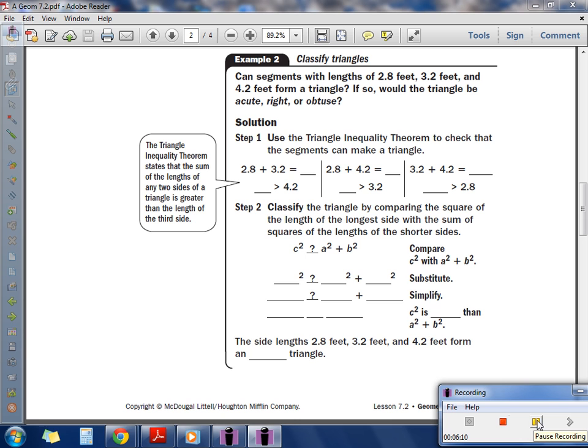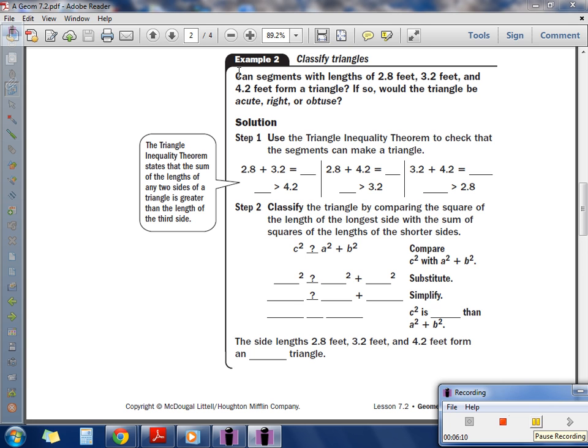Example 2 is a topic that a lot of people mess up. So we're going to write some stuff so we can hopefully study this and remember it. The first question says, can these three numbers make a triangle? It doesn't say what type. It doesn't say, are they a right triangle? It doesn't say, is it acute or obtuse? It just says, can they even make a triangle?